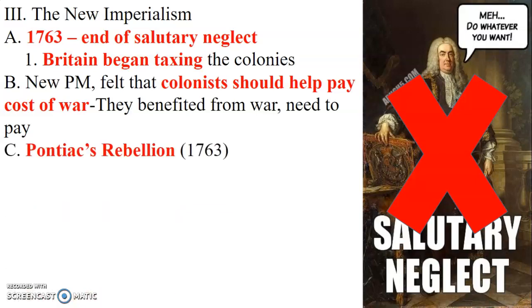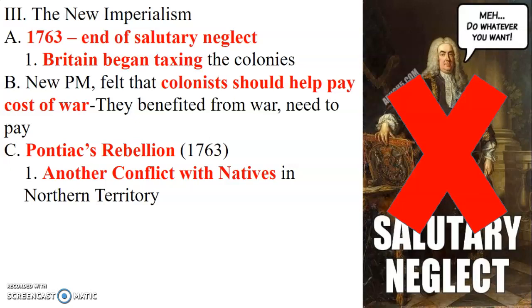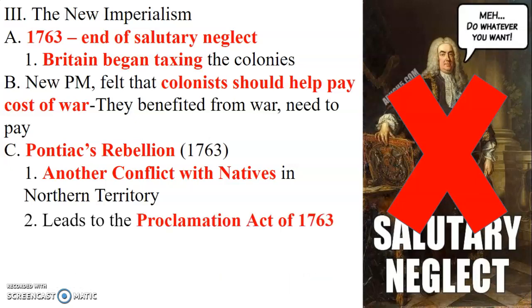Immediately adding to the pressure, adding to the stress, we have the Pontiac Rebellion of 1763. It was after the 7 Year War, and it was another rebellion by the Native Americans, which again cost more money for the British government because they had to send people to protect the colonists. It was another conflict with the natives in a northern territory. This led to the Proclamation Act of 1763. The Proclamation Act of 1763 was a big, big deal, a stepping stone towards the American Revolution. It basically stated, see if I have one.